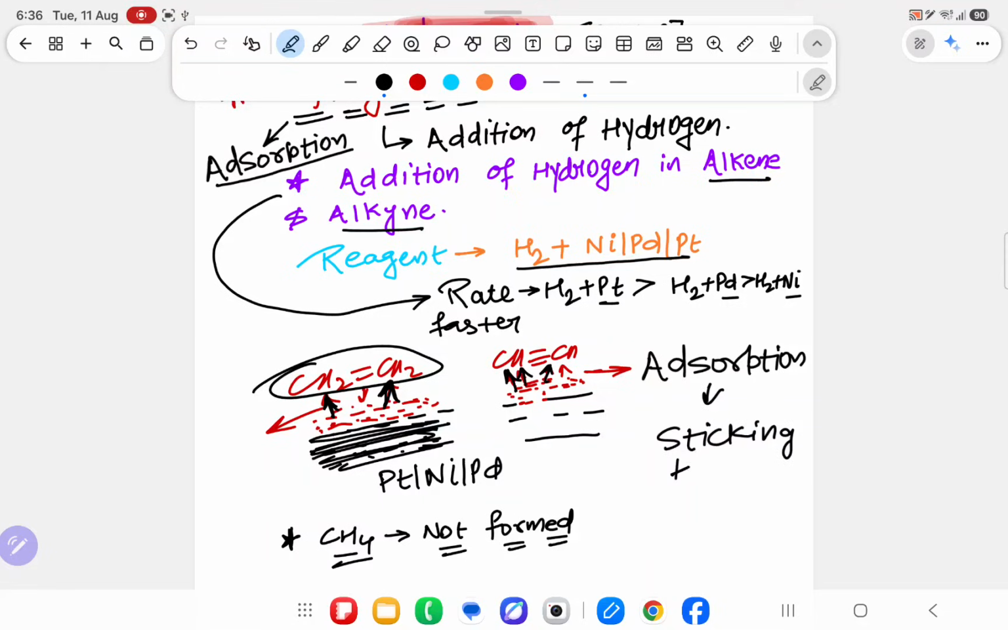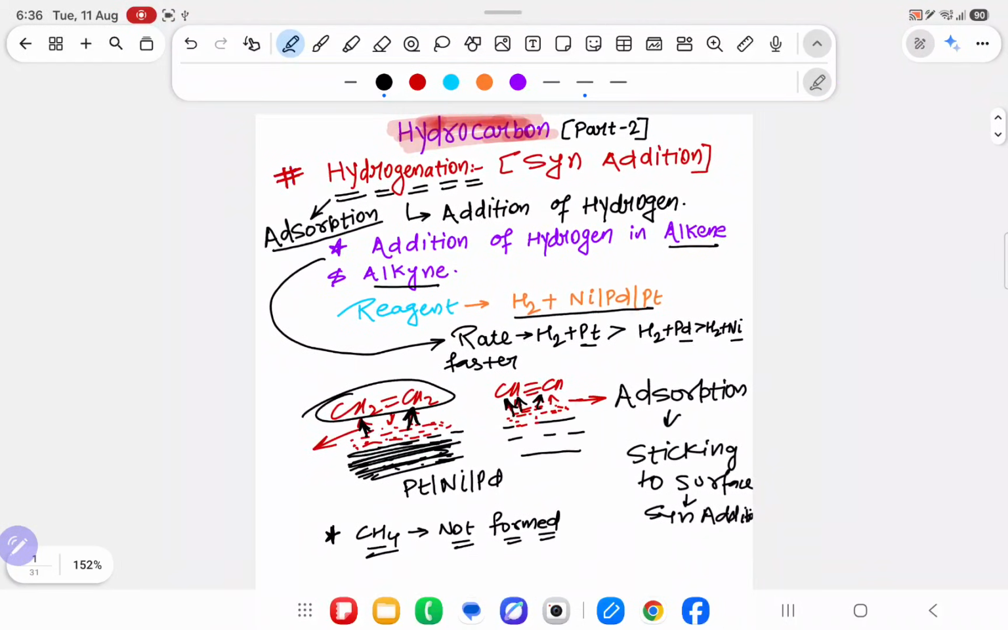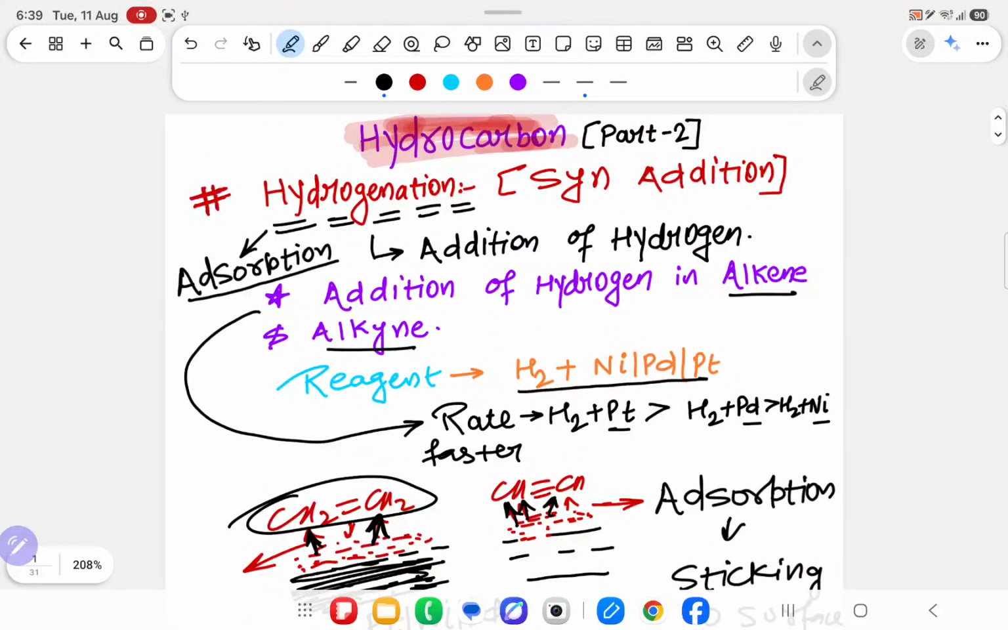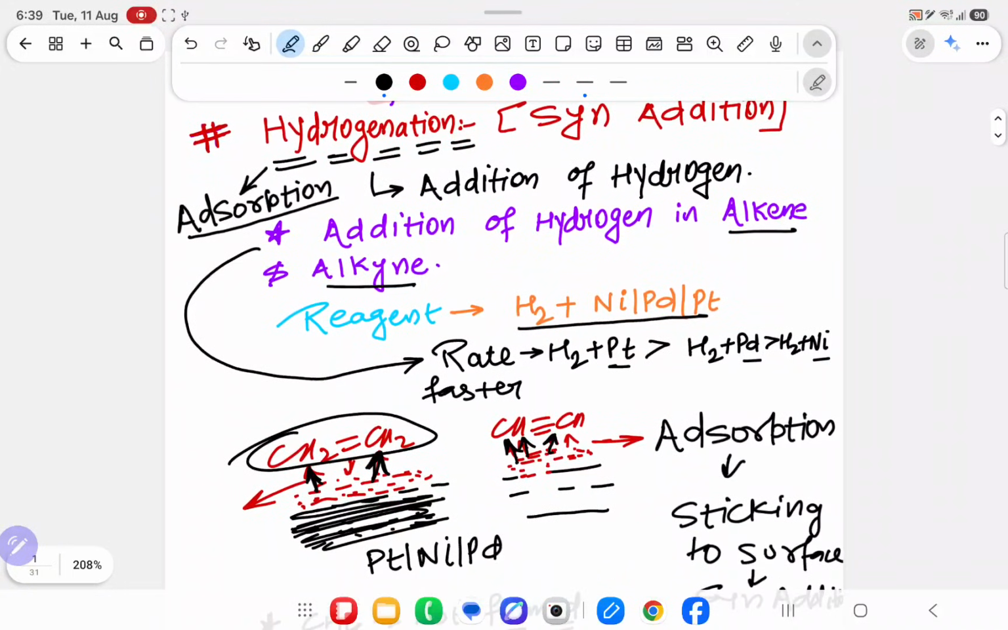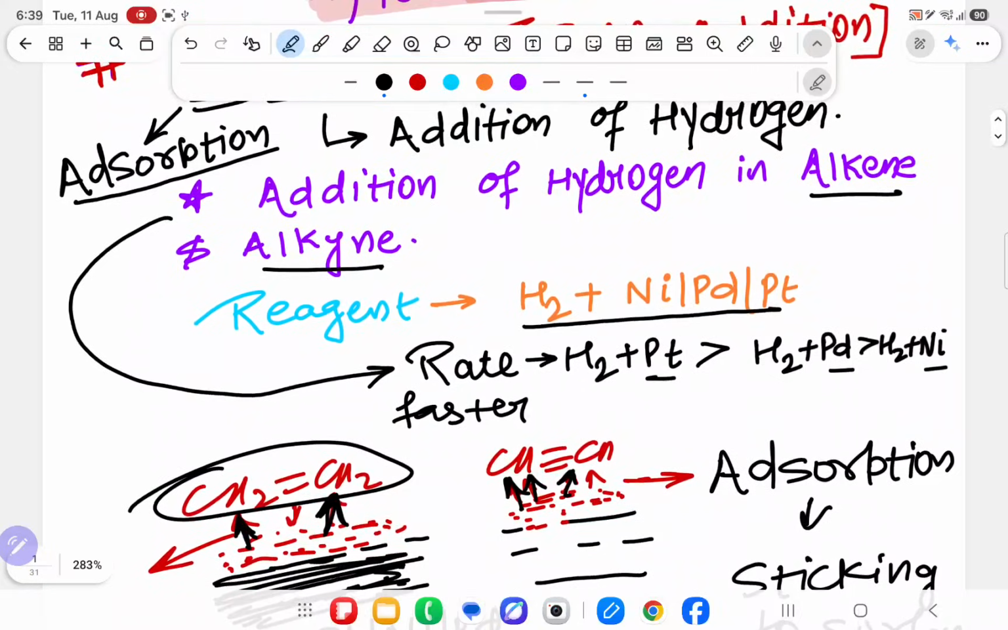Adsorption means sticking to the surface, and it is doing syn addition. So I hope everyone has understood up to now what I am trying to explain. Once you see this part, then we will proceed further. So we have seen hydrogenation is a syn addition, sticking of hydrogen to the surface of alkene and alkyne. The reagent used is a nickel or platinum catalyst in the presence of hydrogen.